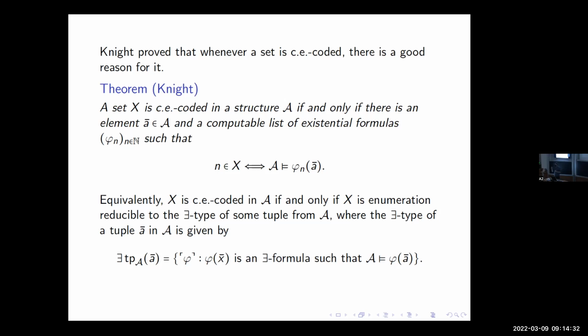Once you fix this tuple, think of this as an if and only if. One direction is the hard direction, the other direction is easier. If you have all these formulas, then it's really easy to recover X.